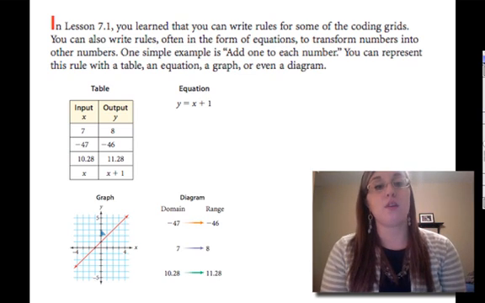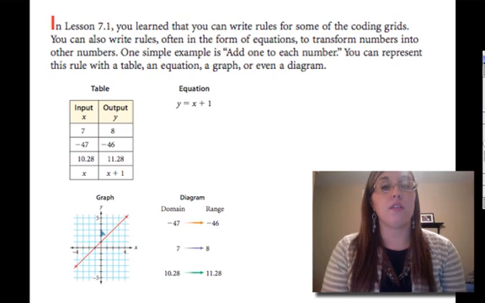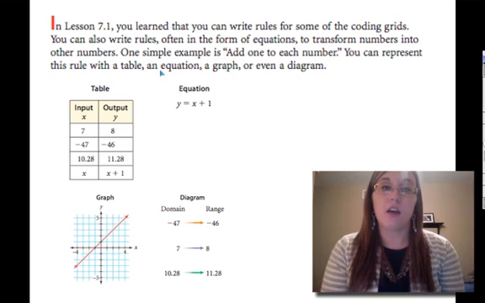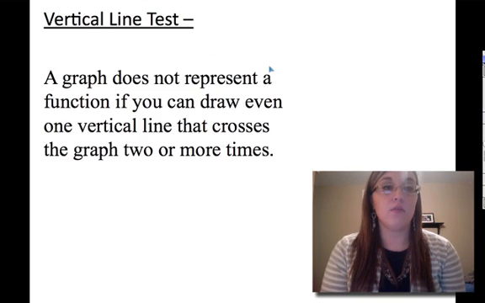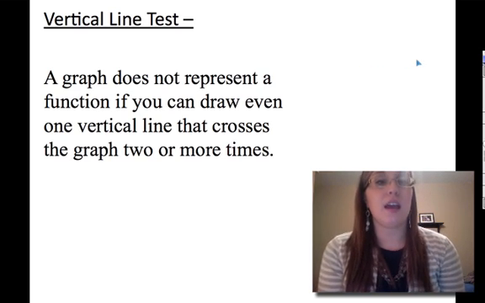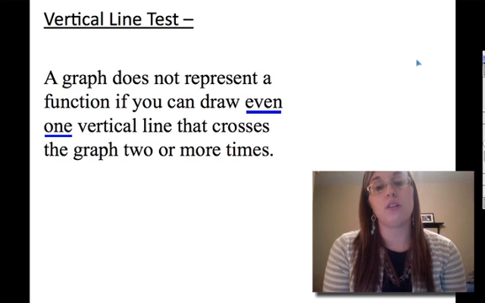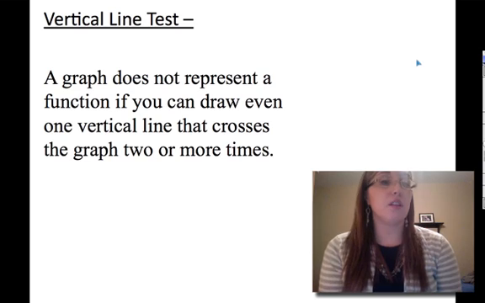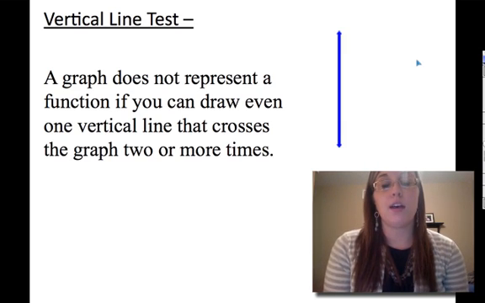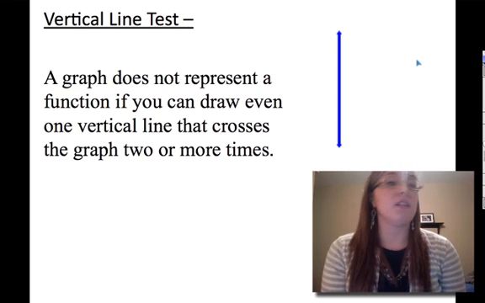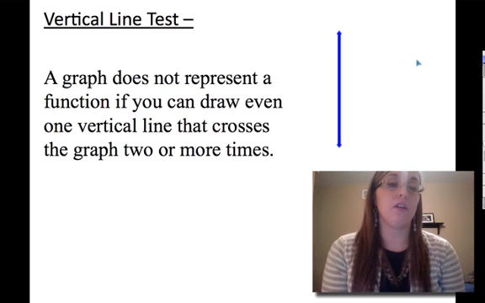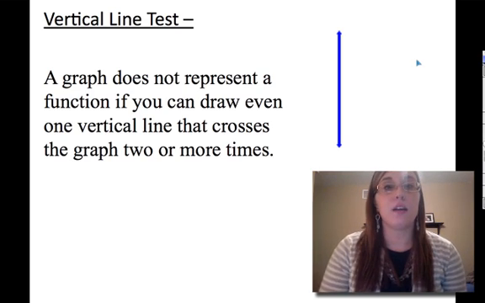There's a really easy test that you can do to figure out if an equation represents a function based on its graph. That test is called the vertical line test. A graph does not represent a function if you can draw even one vertical line that crosses the graph 2 or more times. So you have to look at all of the possible vertical lines that go through that function, line, or curve, and decide if a vertical line will ever cross that graph 2 or more times.